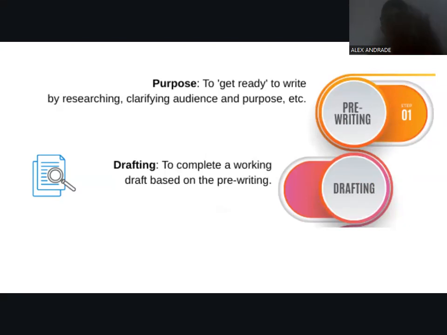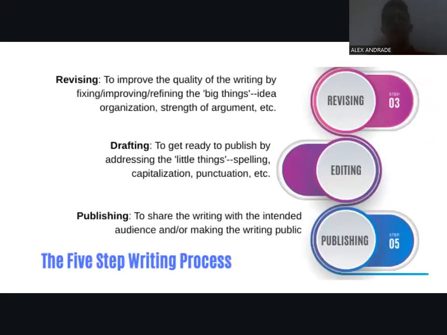Then, in the drafting, what we are going to do is to complete the working draft based on the pre-writing. So, it is like step by step, un paso a paso. Ya tenemos el propósito, la audiencia, la investigación. Ahora lo que hacemos es sacar un borrador de lo que vamos a escribir. So, this is the second step that we're going to follow.